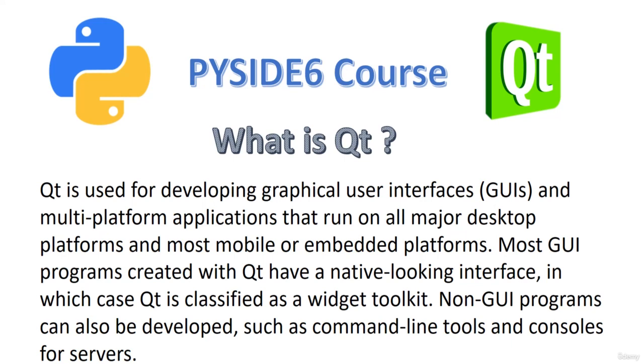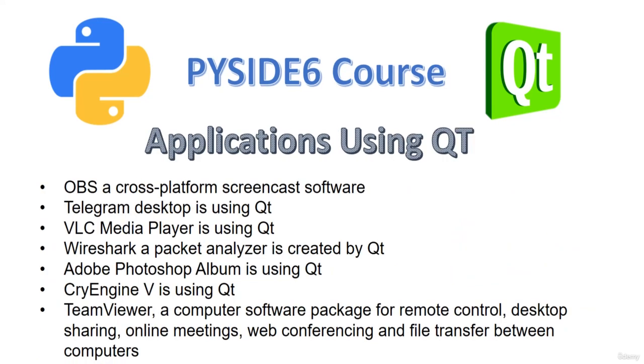Now, PySide6 we can also call Qt for Python. Qt is used for developing graphical user interfaces, or we can say GUIs, and multi-platform applications that run on all major desktop platforms and most mobile or embedded platforms. Most GUI programs created with Qt have a native looking interface, in which case Qt is classified as a widget toolkit. Non-GUI programs can also be developed, such as command line tools and consoles for servers.